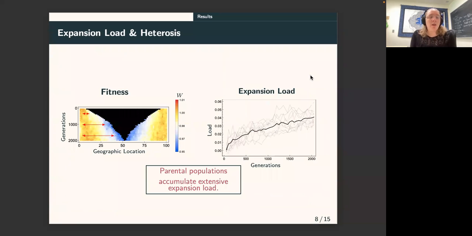So what do we see? Well, the first thing we want to see is just do we see expansion load? So are we seeing this pattern of recessive deleterious allele surfing? And yes, we do see an accumulation of recessive deleterious alleles that results in a low fitness on the range edges of both parental populations. And this can be shown by this increase in expansion load.